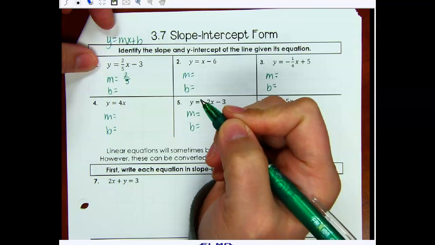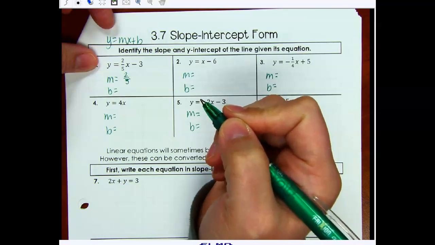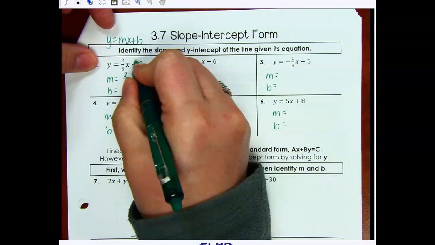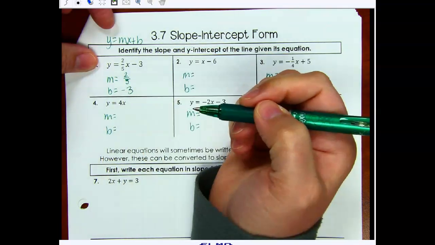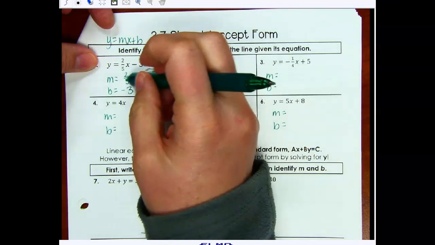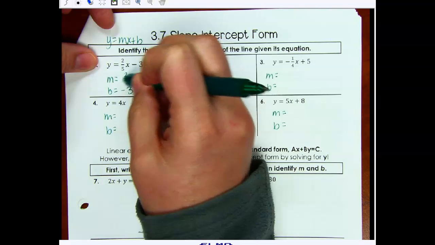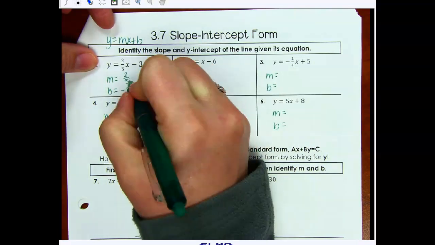That's a 5. I almost made a 3 because my next answer for b is -3. So if there's a minus sign there, your b is negative. If there's a plus sign there, then your b is positive. Let me make this 5 look a little bit better. It's going to bother me.